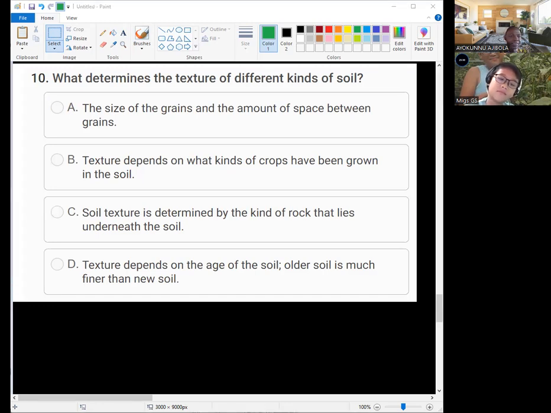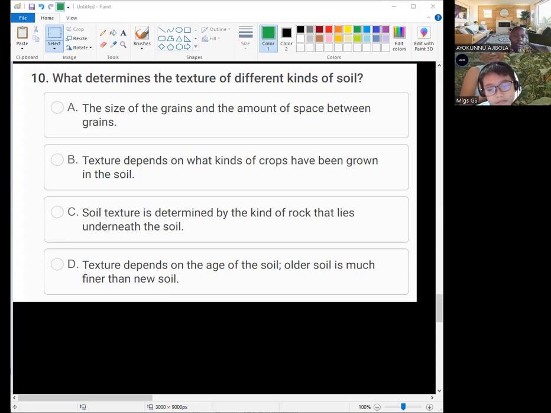So that's correct, because the texture of different kinds of soil is determined by the size of the grains and the amount of space between the grains. The size of the grain refers to the particle size of the soil, which can range from the largest particle to the medium to the smallest. The largest is found in sand, the medium is found in silt, and the smallest is found in clay.